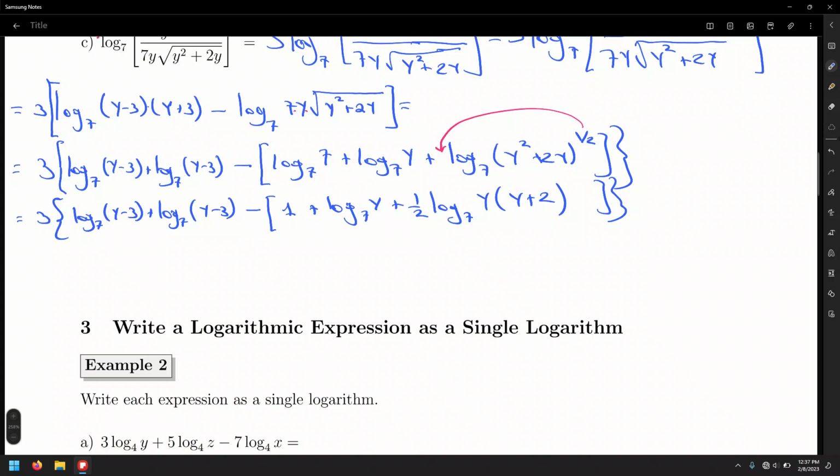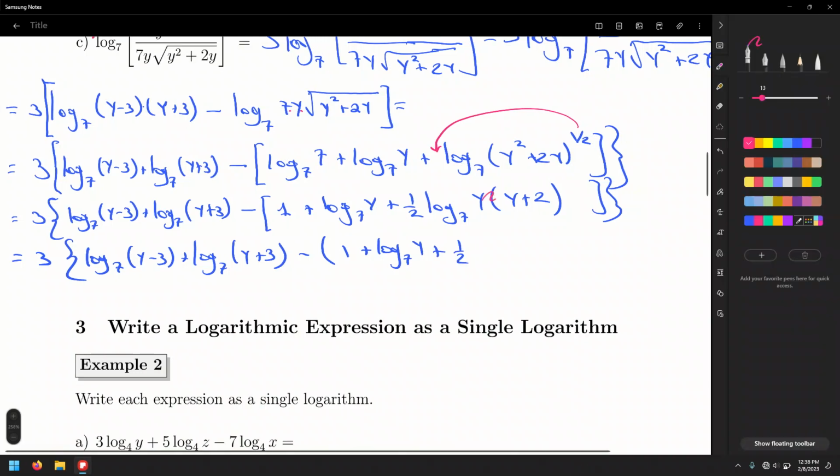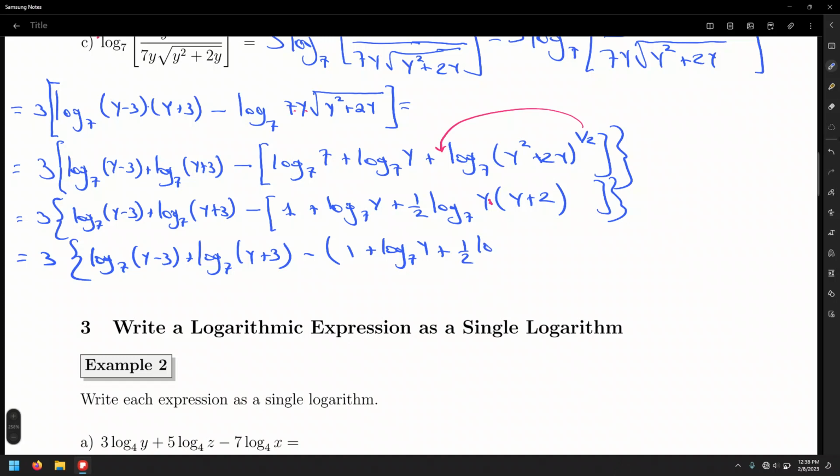However, do I want to do it now or later? Let's do it now. So this will be 3 log base 7 of y minus 3 plus log base 7 of y minus 3. Oh, that's supposed to be a plus and a plus, right? Plus 3. And then that's minus 1 plus log base 7 of y plus 1/2. Here is where we write this as a product rule. This product will become an addition. So that's 1/2 log base 7 of y plus 1/2 log base 7 of y plus 2.